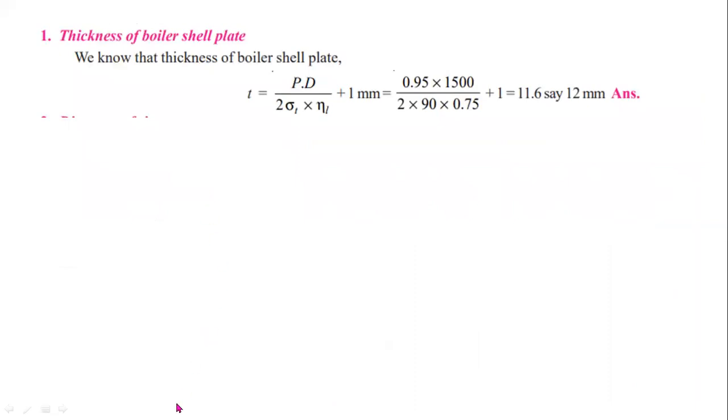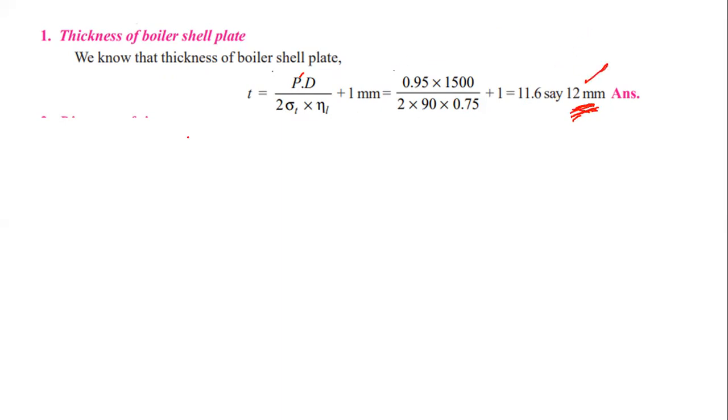So in the first step, you have to determine the suitable thickness of the boiler shell, that is small t. Already we know the formula for boiler thickness. t equal to maximum inside pressure P dash into capital D by 2 into sigma T into zeta L. Here capital D is the diameter of the boiler, P dash is the maximum inside pressure, sigma T is the tensile stress, zeta L is the longitudinal joint efficiency. The answer is 11.6, the rounded value is 12 mm. Okay, so this is the required thickness of the boiler shell.